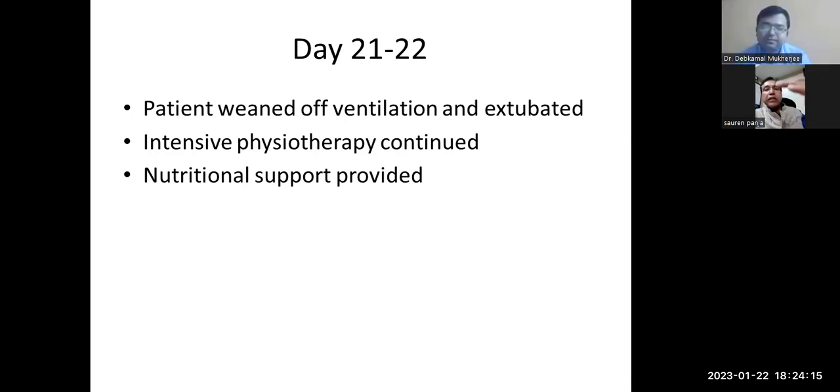By that time, the vasopressor requirement was gradually coming down. And during this time the patient was also extubated and weaned off the ventilator. So this was what the patient received.